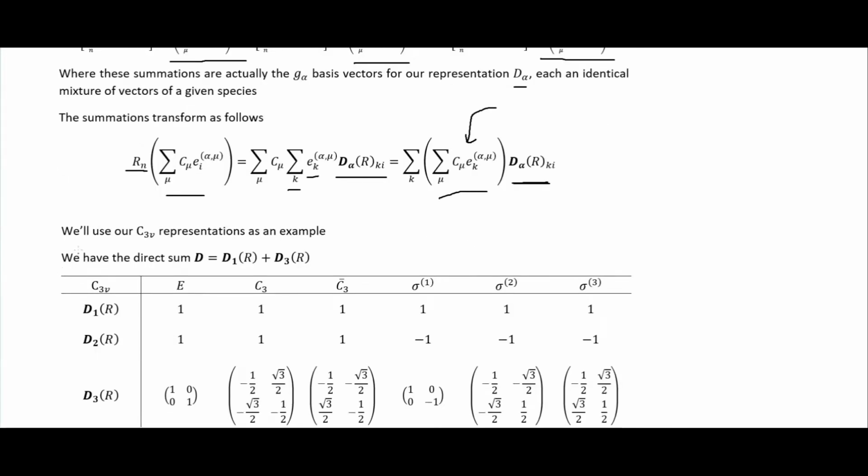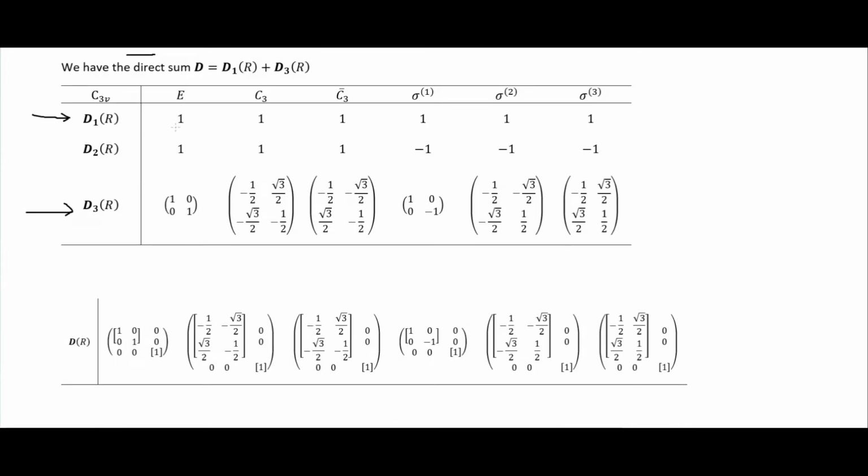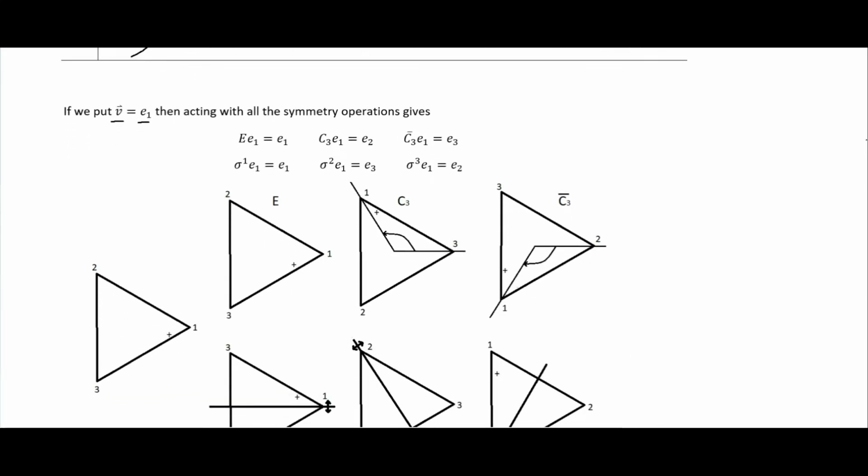All right, so to make this a little more concrete, we'll use our C3v representations as an example. So we have the direct sum of this D1 representation here and this D3 representation here. And so that's essentially putting these ones here into the bottom corner and turning these into 3D matrices like this. And so if we set our arbitrary vector v equal to our E1 basis there, then acting with all these symmetry operations gives these transformed bases here.